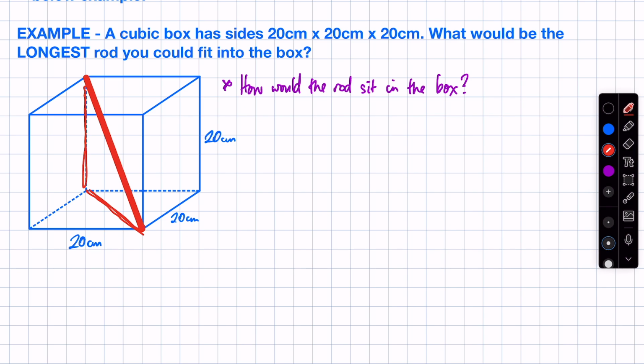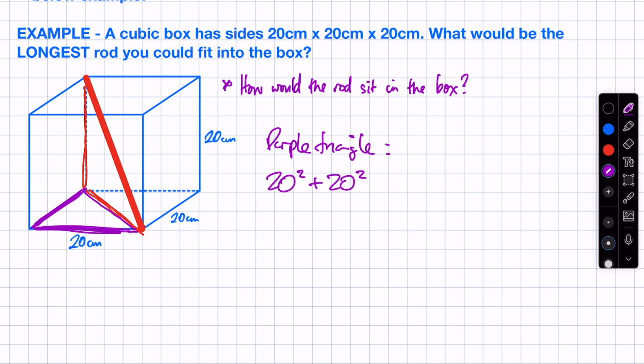I'll do another triangle in purple. Do I have 20 along that side? Do I have 20 along that side? Is this bottom red line the hypotenuse of that triangle? See, I have to do multiple Pythagoras's to get the answer I want. So we're going to do the purple triangle. 20 squared plus 20 squared is equal to, let's call this X, and let's call the fat red line that I want Y.